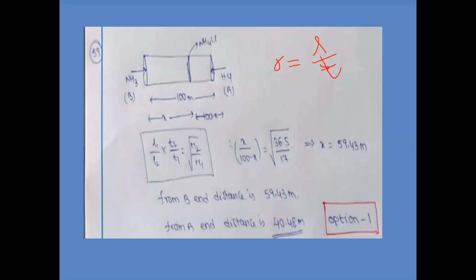So from this, the length of ammonia gas diffused is X. Length of HCl diffused is 100 minus X, equal to under root M2 by M1. That gives 59.43 meters as X. Then 40.48 will be HCl diffused. So option 1 will be the right answer.